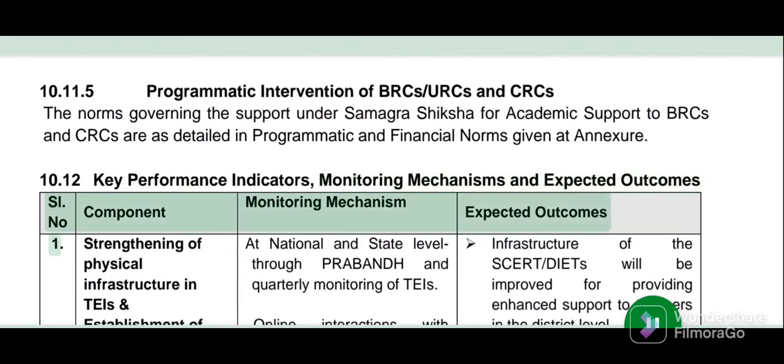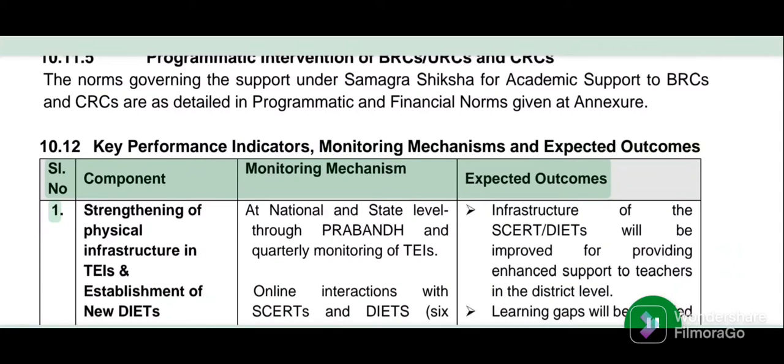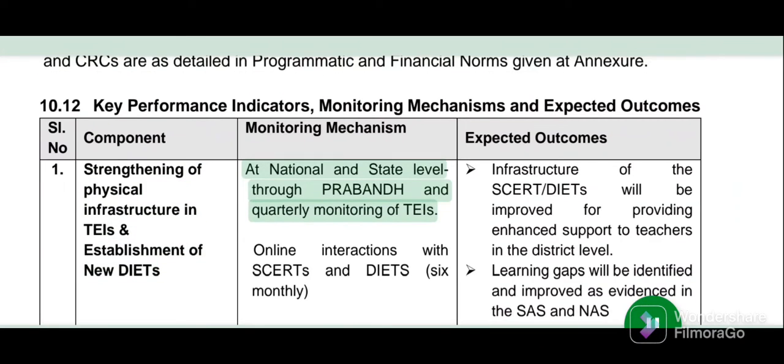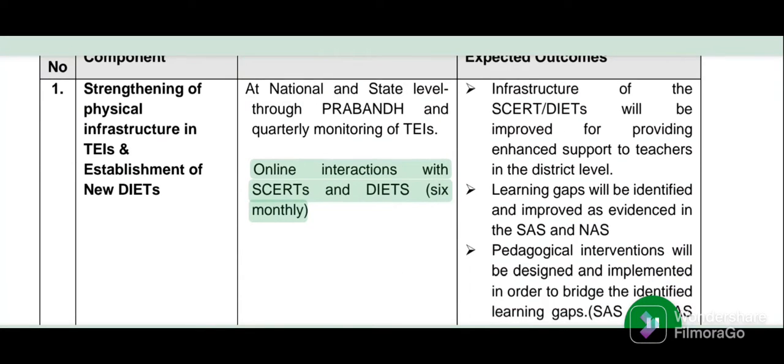Serial number, component, monitoring mechanism, expected outcomes. 1. Strengthening of physical infrastructure in TEIs and establishment of new DIETs. At national and state level through PRABANDH and quarterly monitoring of TEIs. Online interactions with SCERTs and DIETs, 6 monthly.